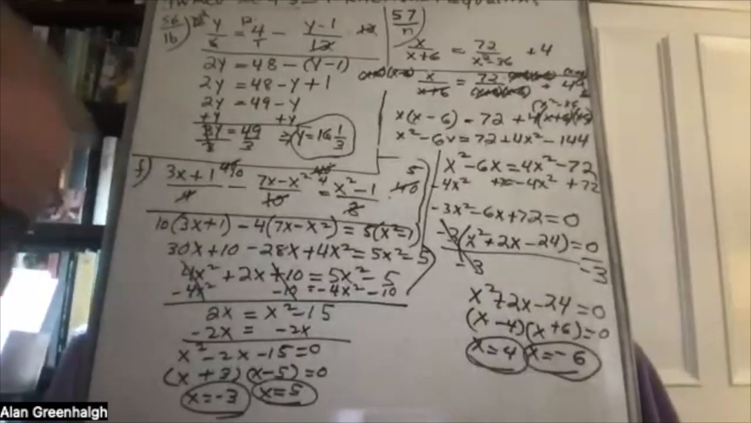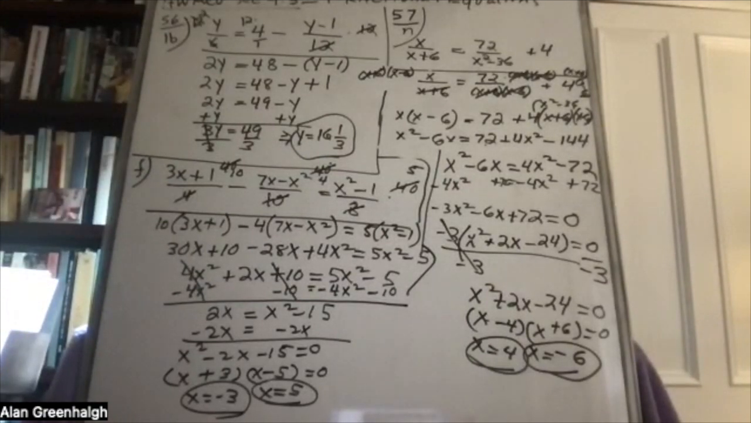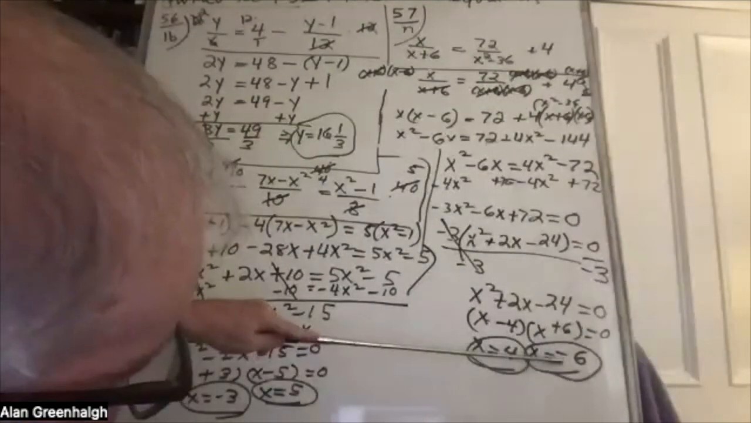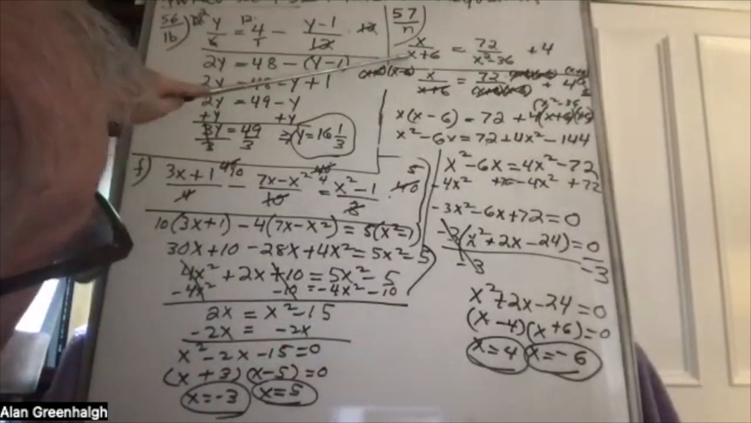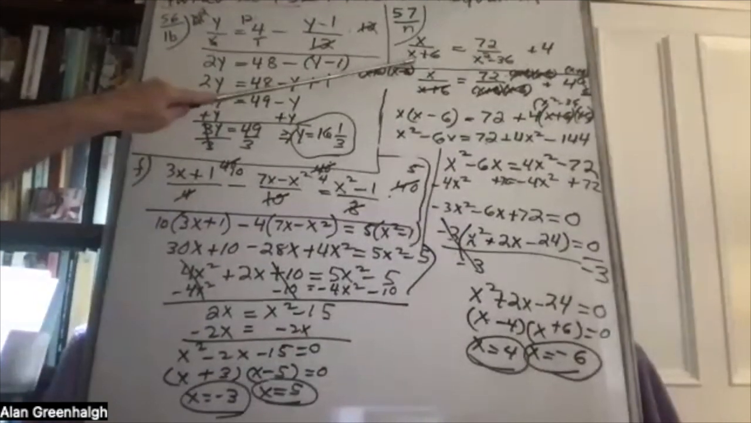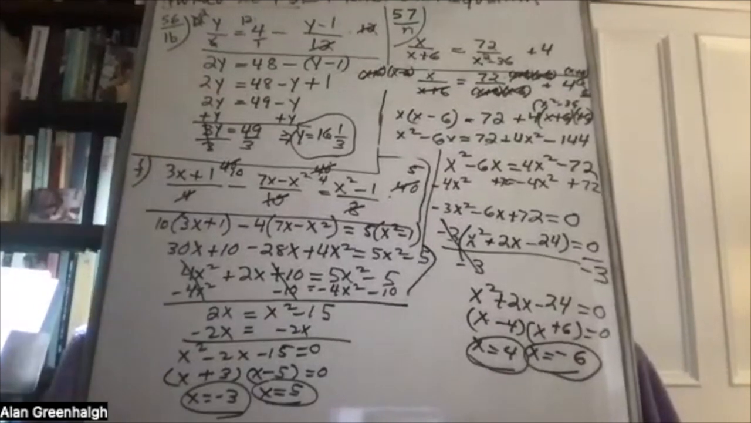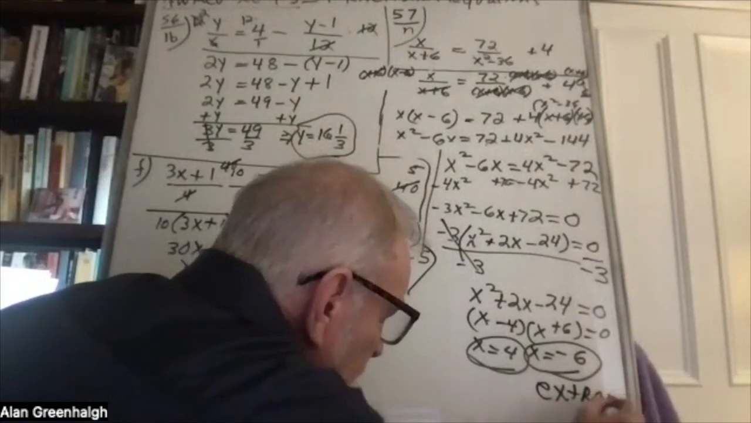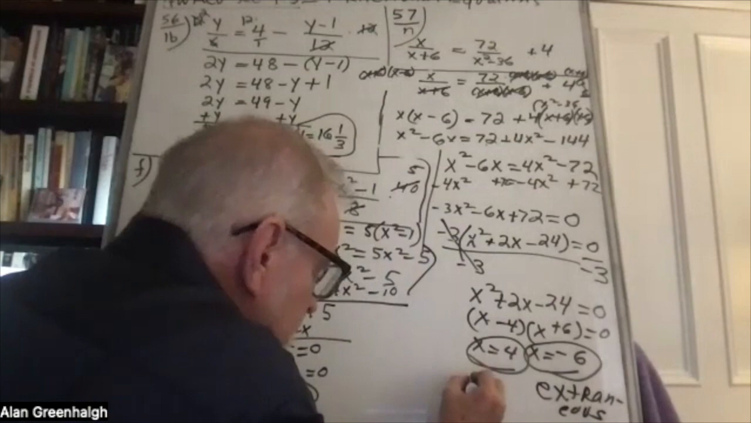Are there any extraneous roots? Negative 6. Say it again. The negative 6. Okay, your microphone is a little off today, right? So, yes, why? Because when you go back up here to the top and you substitute negative 6 in the denominator, you're going to get 0, and that's the problem. So this is an extraneous solution. And the answer is simply x equals 4.